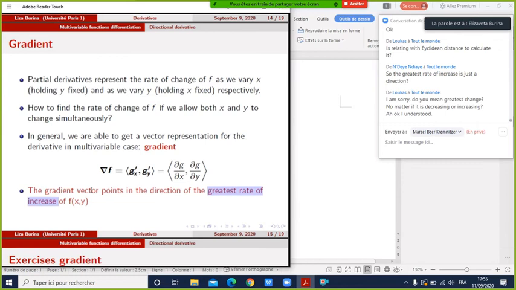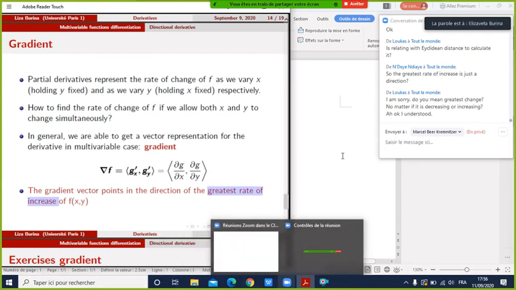So, in microeconomics, this will be very helpful for understanding how we can maximize a utility function, right? Well, we will already have a vector that will indicate to us the direction of the greatest rate of increase. So, you know, that's the first step to maximization. Okay, so that's a little bit of economic context for you.